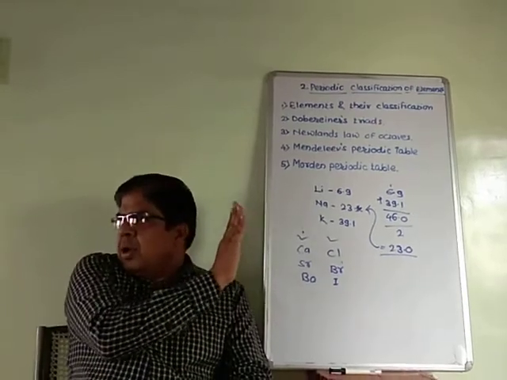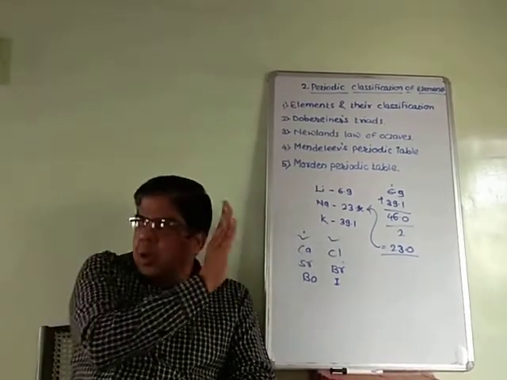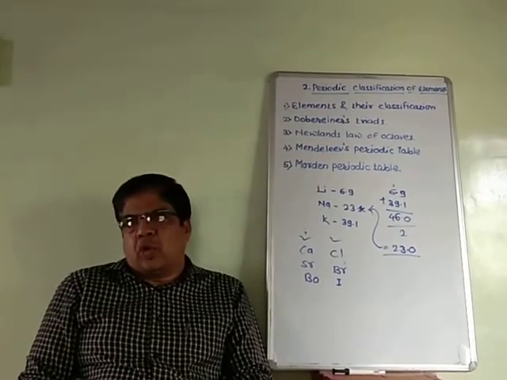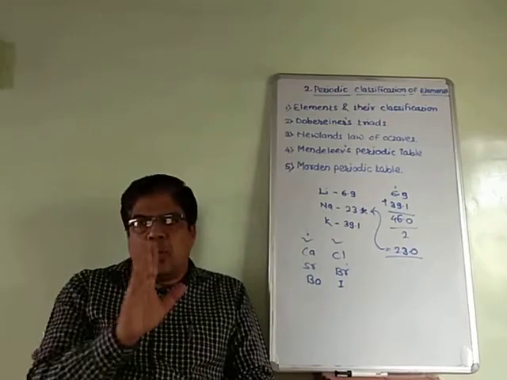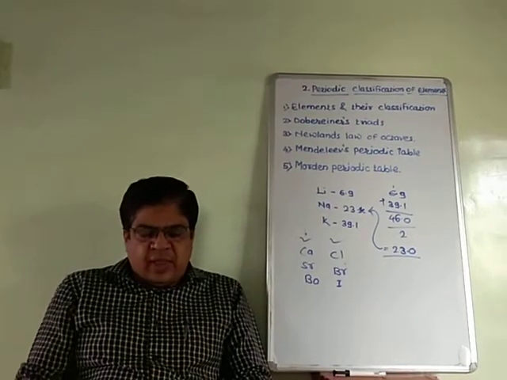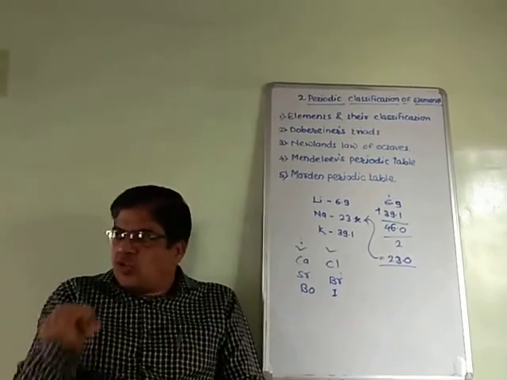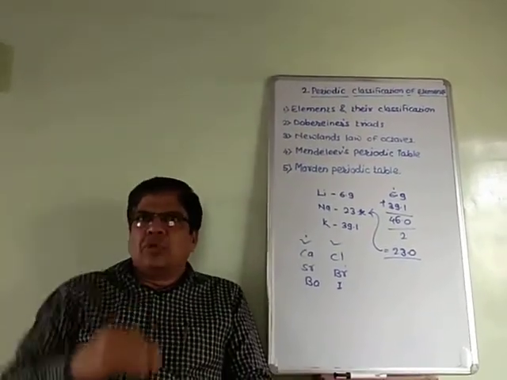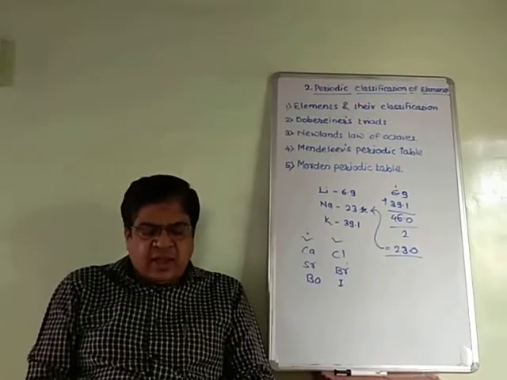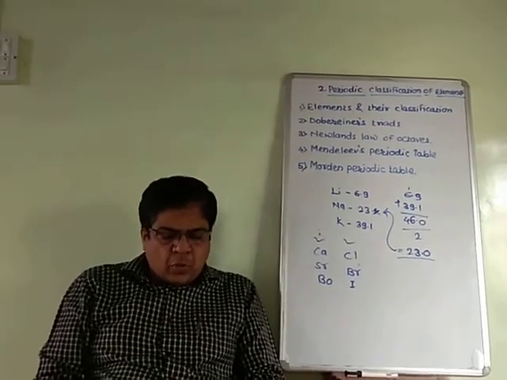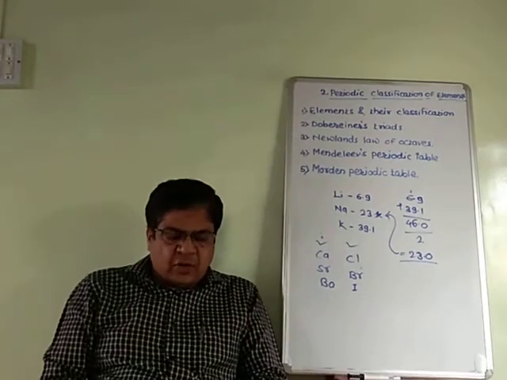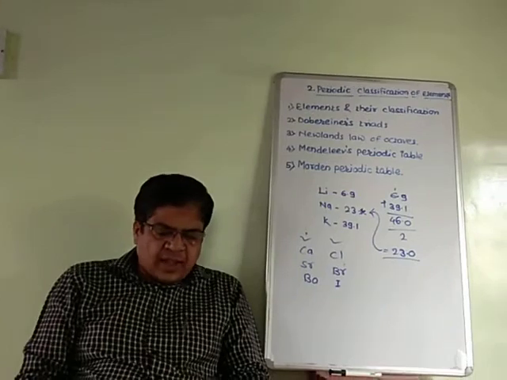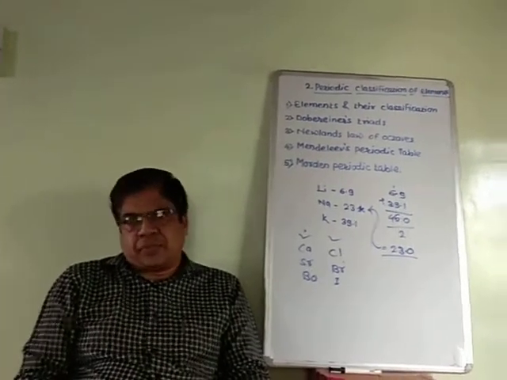Now, while we are going from left to right within a period in the modern periodic table, we see the atomic radius goes on decreasing. From left to right, atomic size is decreasing. While going from top to down, atomic size is increasing. Due to the increase in nuclear charge, the electrons are pulled towards the nucleus to a greater extent. Therefore, the size of the atom decreases.